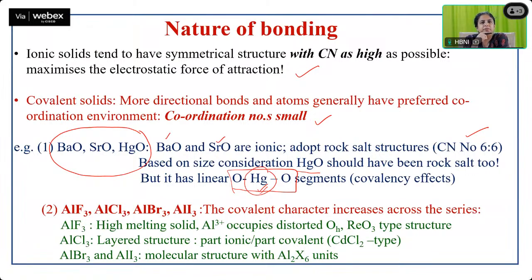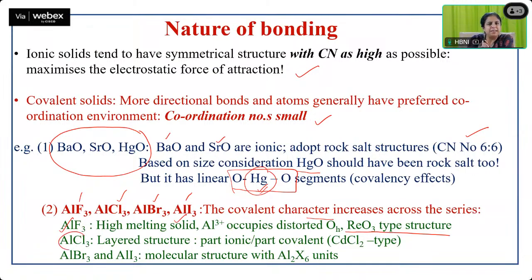Let us take another example. If I talk about the aluminium compounds of the halogens, AlF3, AlCl3, AlBr3, and AlI3, you know that as we go down the group, the covalent character will increase along this series. The result is very much obvious in their melting point and structure. AlF3 adopts a ReO3 type structure. We'll talk about this structure later in the class. Because it is a more crystalline solid, it has a high melting point.